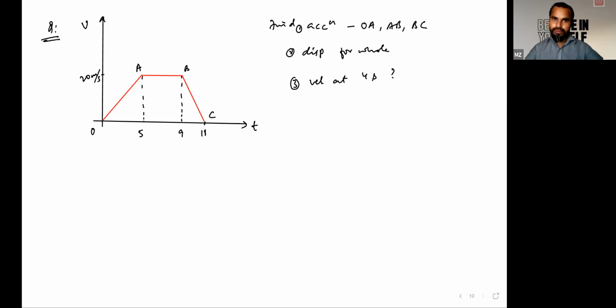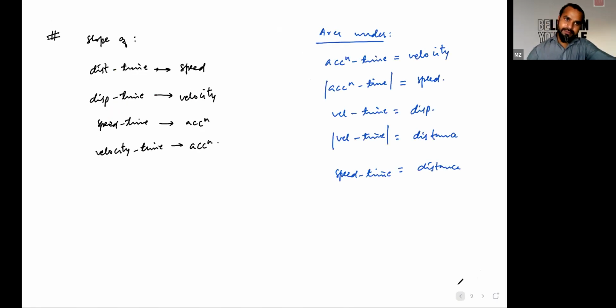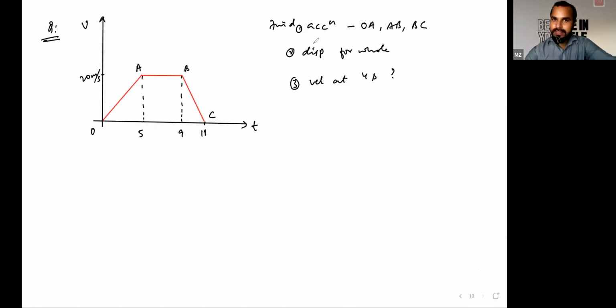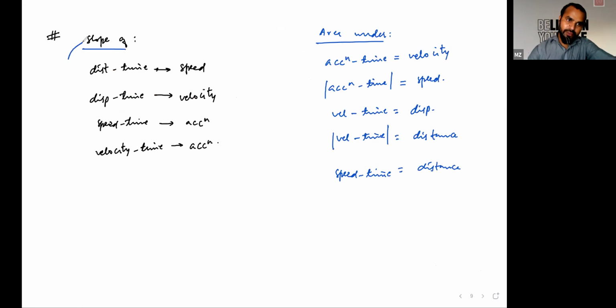Now, the question is how to solve. Just see, this is your velocity time graph, as I had just defined you back. We can define two things for a particular graph. First, we can calculate slope and we can calculate area under. The first part is we have to define acceleration. So just try to relate the velocity time graph to find acceleration. So here is your relation: slope of velocity time graph will give you acceleration. Okay?